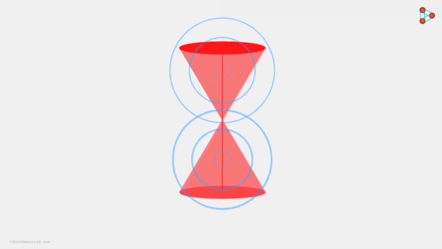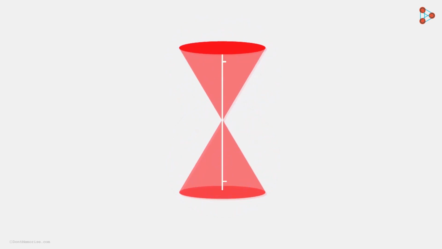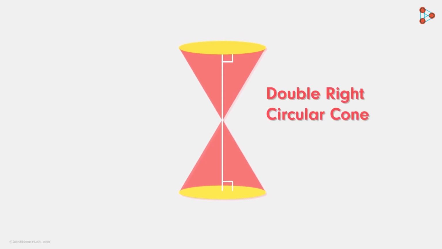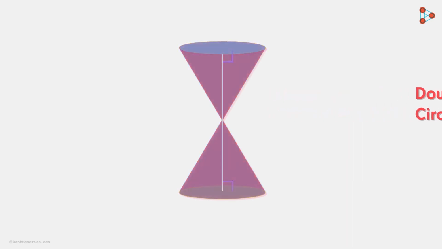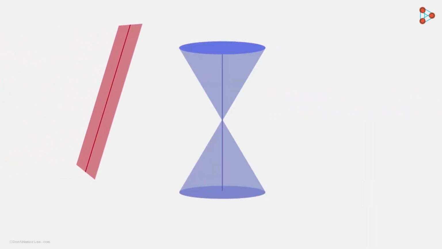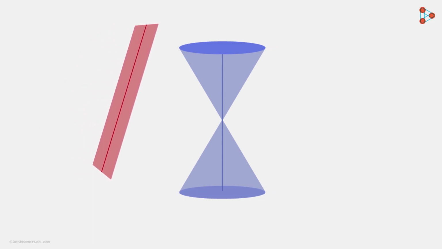Since it has two cones and this line makes a right angle with these circular surfaces, this shape is called a double right circular cone. Yes, two cones and this line makes a right angle with both these circular bases. Now let's see something interesting. When a plane intersects this shape, we obtain different curves.